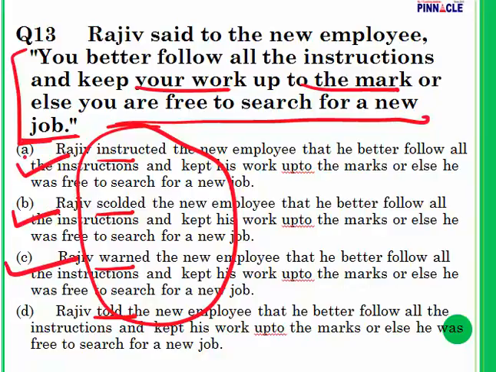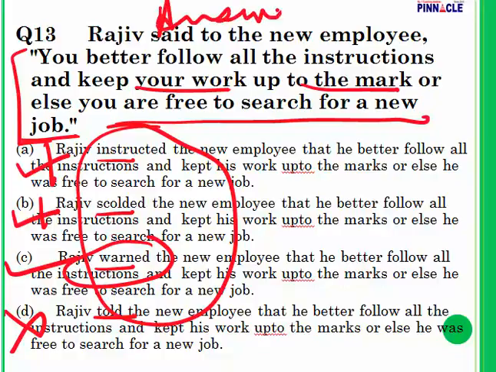So C. A and B get eliminated because of wrong reporting verbs. D, he is telling him? No, he is not telling him. He is warning him: either you do your work properly or else search another job. So my answer is C. Answer is C.